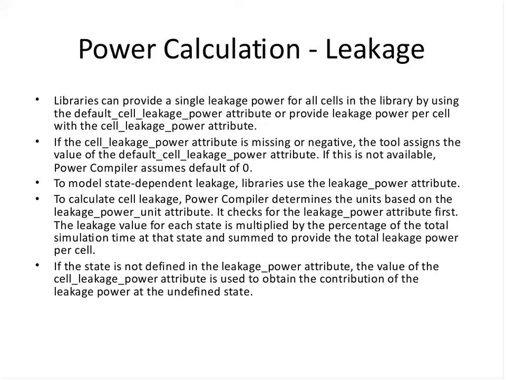Now let's say you are able to tell power compiler that, for example for an AND gate, one of the states is more likely to happen than the other states. This is nothing but switching activity, a form of switching activity where you tell the tool that one of the states is more likely to happen than the other three states. In that case the leakage value of each state is multiplied by the percentage of total simulation time at that state and then summed. So it is a weighted average. In case no data is available, it is just a simple average. If a particular state is not defined, the value of the cell leakage power attribute is used to obtain the contribution.